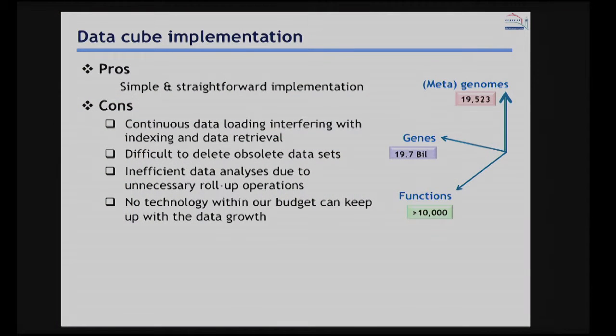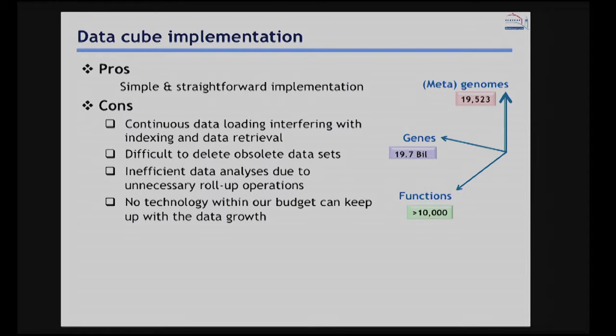Victor has already described that we are doing 3-dimensional genome, gene, and function analysis. So it would be very natural to say, well, this is basically a data cube, so why don't we just use a data cube? It's simple and straightforward. Unfortunately, it does not work in our production environment because users continuously submit data to IMG. We do data loading every day or every week. Continuous data loading interferes with indexing and data retrieval.